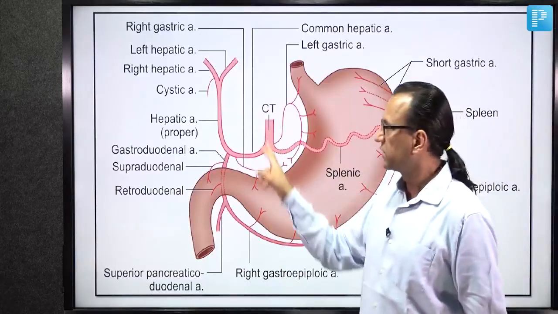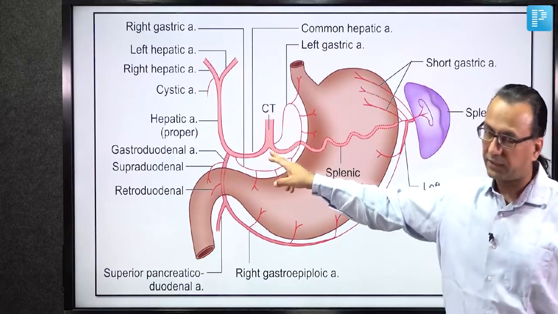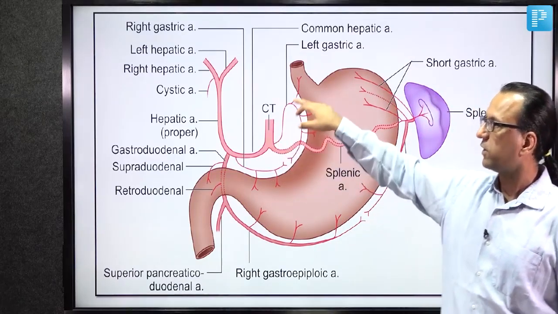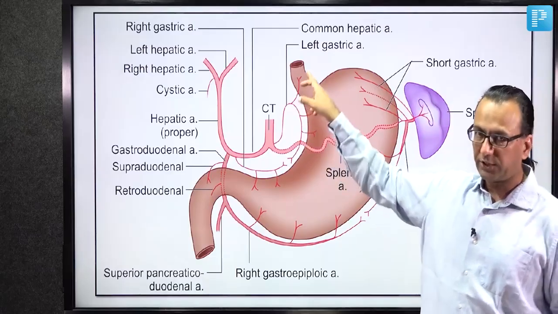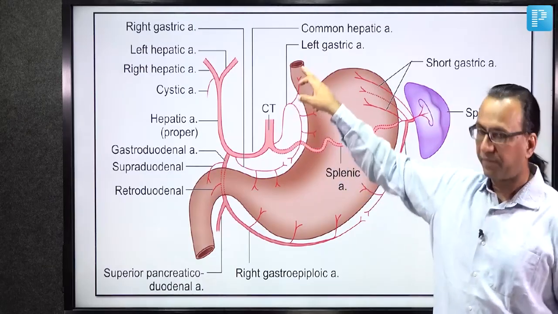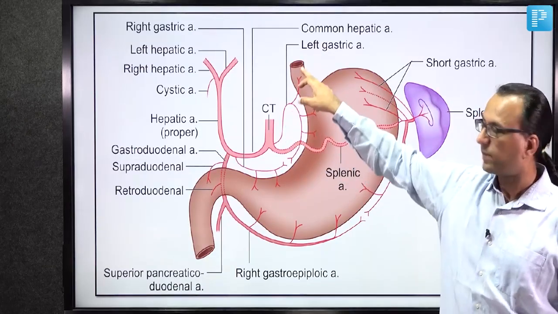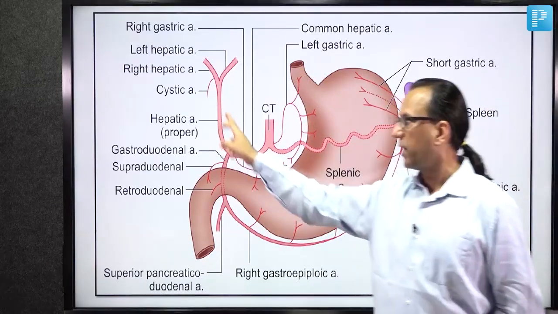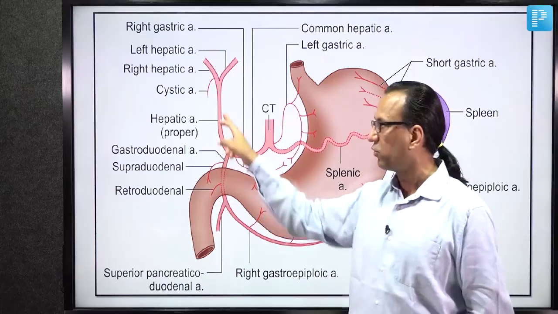Now let us have some more details of the arterial tree here. As is understood, this is the celiac trunk and it is giving the left gastric artery. It will supply the lesser curvature of the stomach and also the lower one-third of the esophagus. It passes through the diaphragm at the T10 vertebra along with the esophageal opening. And this is the common hepatic artery, called common because it bifurcates into two.